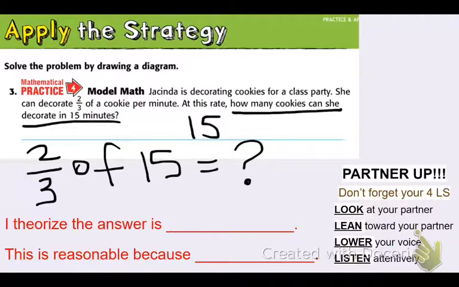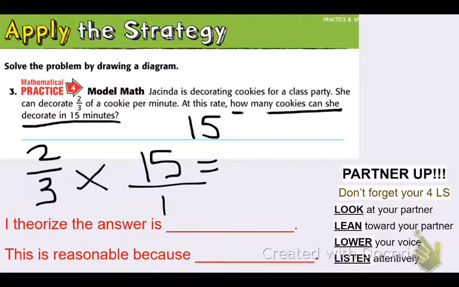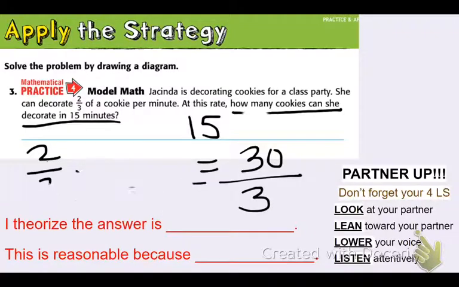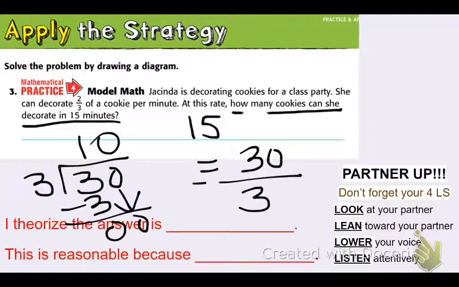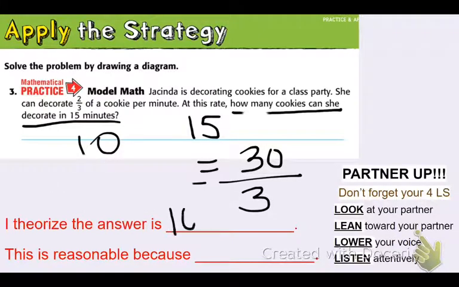All right, well, I can go ahead and try to put my plan in action. My plan is to multiply. So I can go ahead and make 15 turn into an improper fraction with the same value. And 15 times 2 is 30. 3 times 1 is 3. I have to simplify my improper fraction. How many times does 3 divide into 30? Well, 3 divides into 30 10 times. So I theorize the answer is 10.